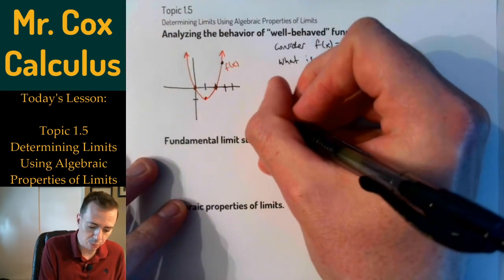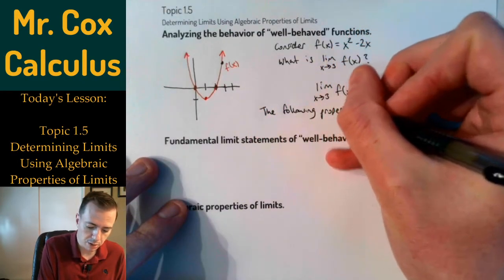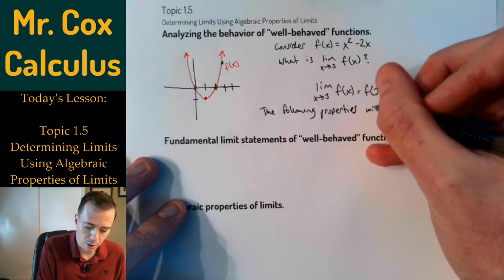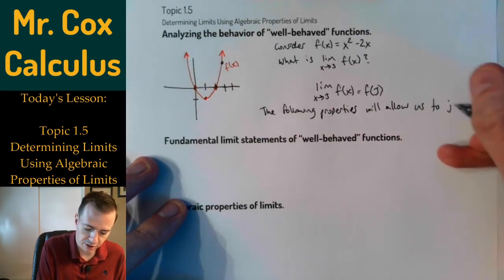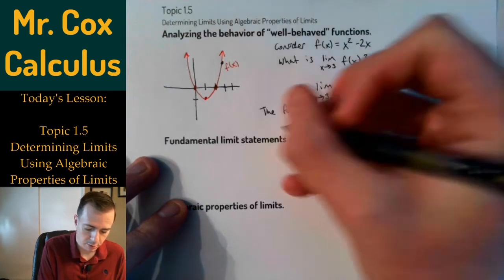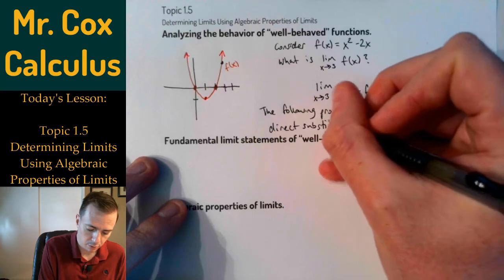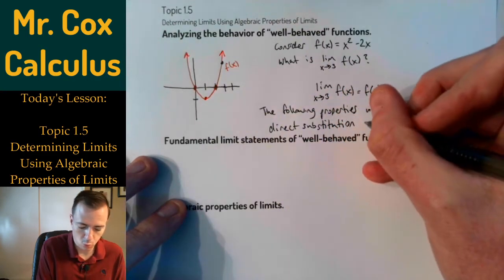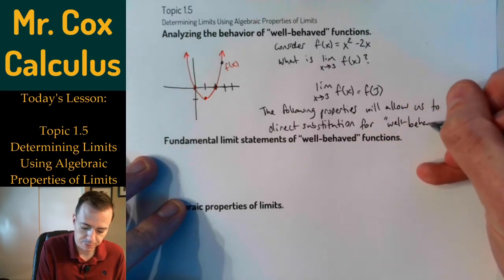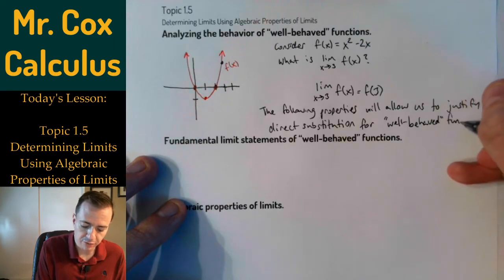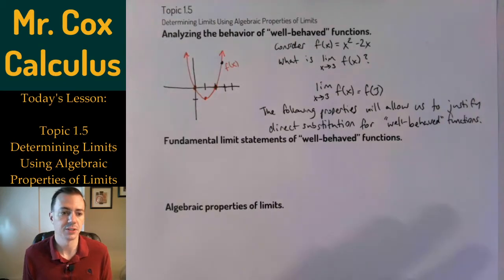And so what are the following properties going to do? The following properties will allow us to justify using the idea of direct substitution for well-behaved functions. And well-behaved just means that nothing strange happens. It's a continuous function, and things are going very normal.